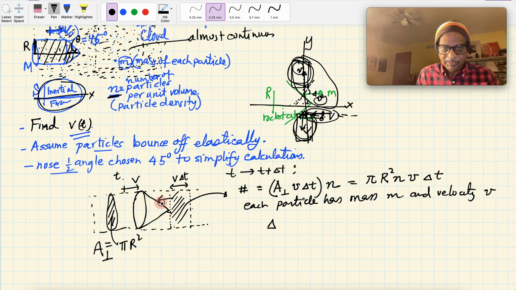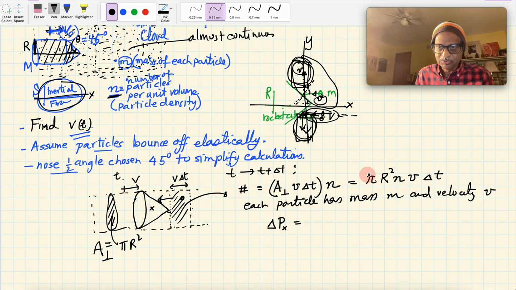When this guy hits, it is going to provide a change in momentum in the negative direction. It has a negative momentum, and then later didn't have any momentum. So the momentum change for the cloud particle will be negative, and the momentum change of the rocket will be exactly opposite, right? So delta px of this guy, and we'll make sure we have the negative sign later on, okay?